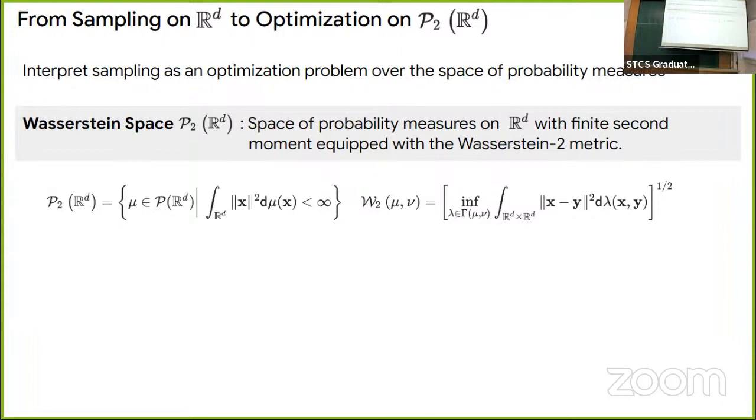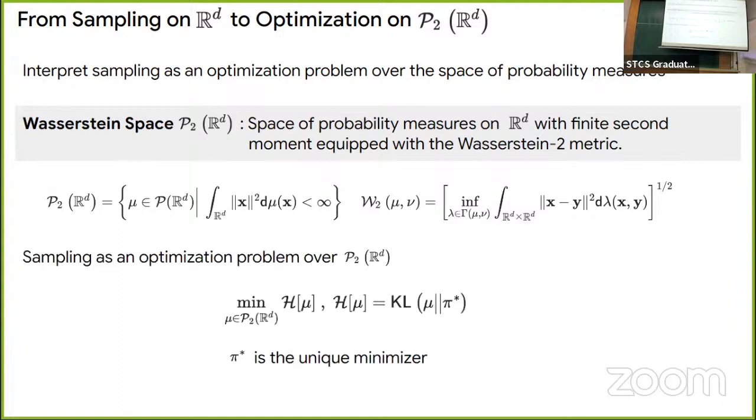The metric space we choose is the Wasserstein space, that is P2(R^d), the space of probability measures on R^d with finite second moment, equipped with the Wasserstein-2 metric, which is defined with respect to couplings. So how can we see sampling as an optimization problem? We consider the KL divergence between mu and pi star, where pi star is the unique minimizer of this functional, and we do gradient descent on this. It can be seen that the Langevin dynamics is actually the gradient flow of this functional in the path space, and what we are doing is gradient descent in the path space by Euler discretizing.